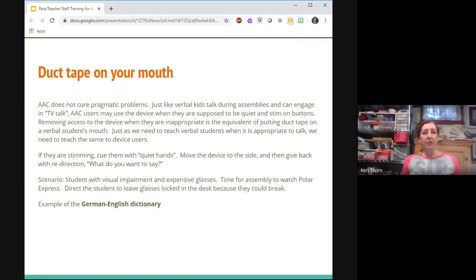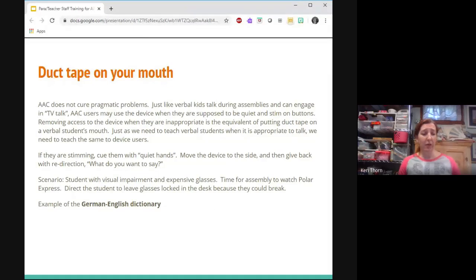They said, well, if we bring their communication device to an auditorium, to an assembly, they're going to be disruptive and be hitting buttons and disrupt the assembly. Yeah, but we have verbal kids who disrupt the assemblies. What do we do with those verbal kids? We tell them to be quiet. We teach them when it's appropriate to speak and when it's not appropriate. We need to do the same thing with the devices, when it's appropriate for it and when it's not appropriate.